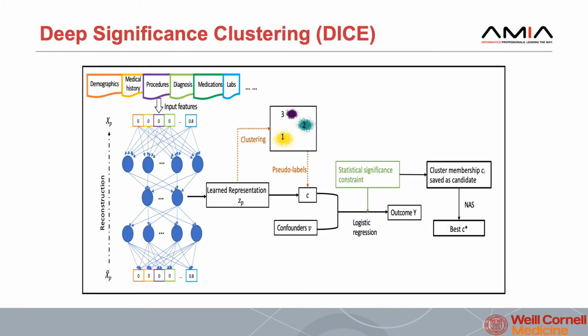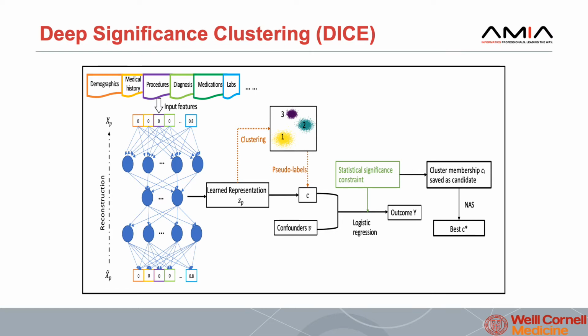Motivated by these clinical needs and the methodology limitations, in this work we tried to develop a methodology called deep significance clustering, or DICE as we call it, in addressing some of the limitations that I just mentioned. Intended to stratify a population based on both similarity and risk level for an outcome of interest, DICE is an end-to-end framework containing representation learning, clustering, and classification components.